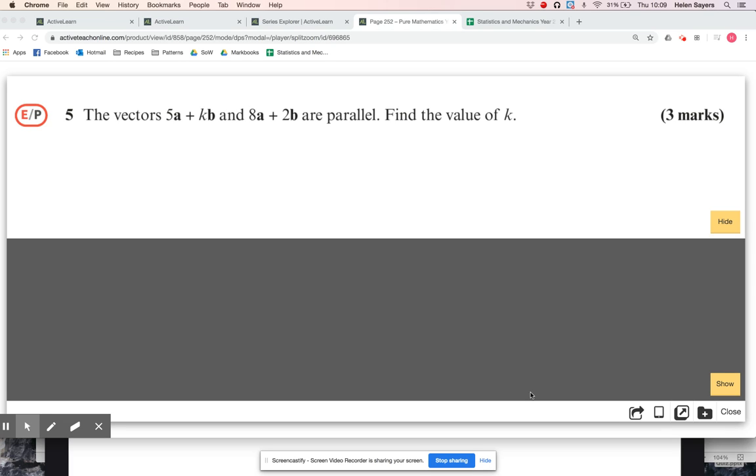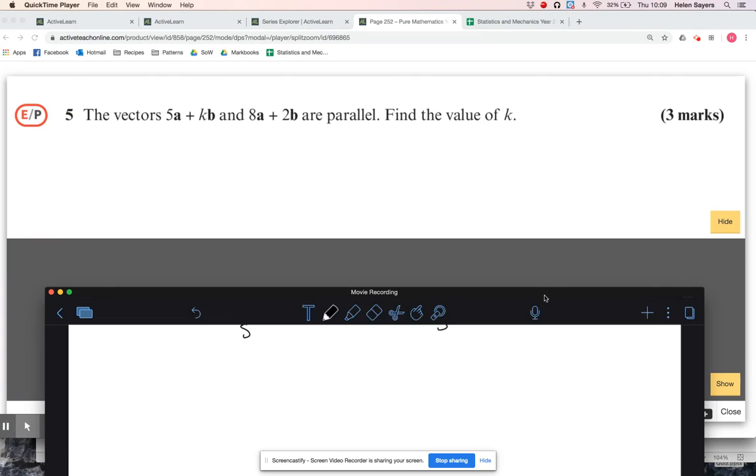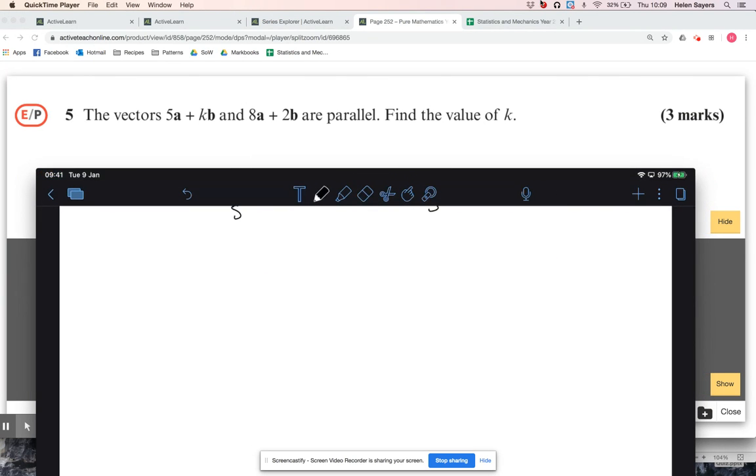Okay, we're looking at mixed exercise 11 from the first year textbook, and we're on vectors, and we're looking at question 5. So it's an exam question, and only 3 marks, so hopefully nothing too bad. It's also problem solving, so we've got to think a bit carefully about our method. Okay, and then this one's about parallel vectors.